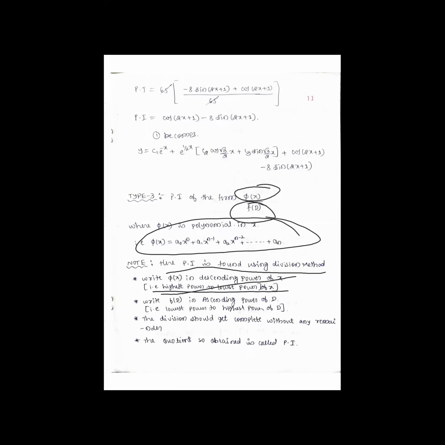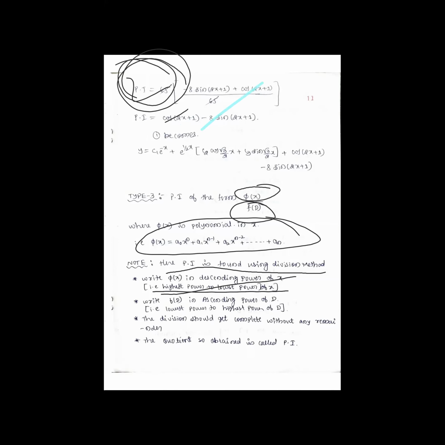For example, if it is x square plus x plus 1: the power of x is 2, next the power of x is 1, next the power of x is 0, and x raised to 0 is nothing but 1. I am going from the highest power to the next lowest power, and the next lowest power. So this is the correct way.